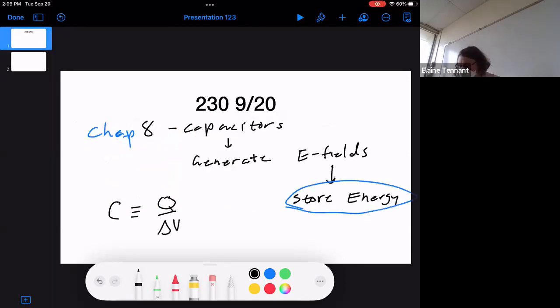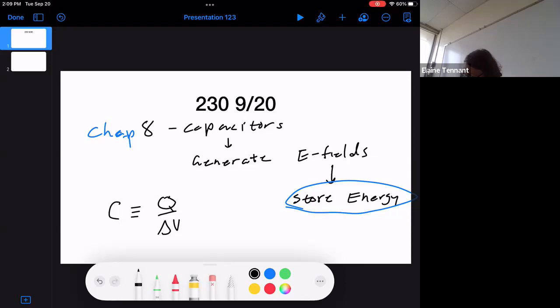So when we say capacitance is charge over potential difference, we're saying the more charge you can pack into one spot while keeping the potential difference lower, and therefore the electric field lower, therefore the electric force lower, the more capacity you have to store energy. Sound good so far? Okay.